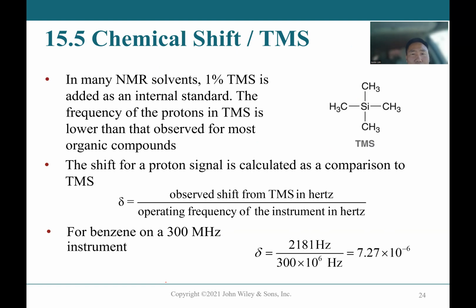In many NMR solvents, 1% TMS, tetramethylsilane, is added as an internal standard. We can calculate chemical shift. Chemical shift: so observe the shift from TMS in hertz over the operating frequency of the instrument in hertz.